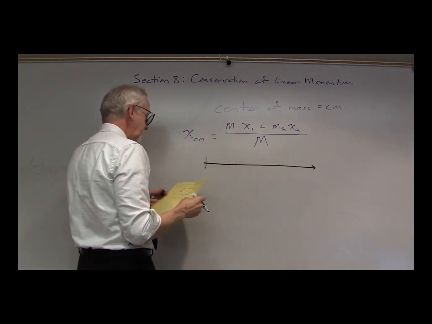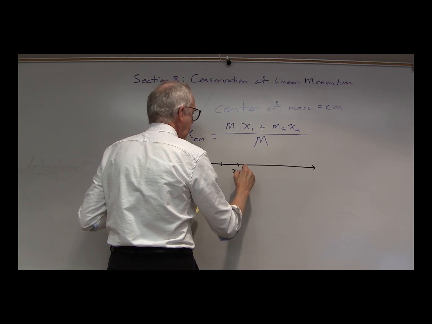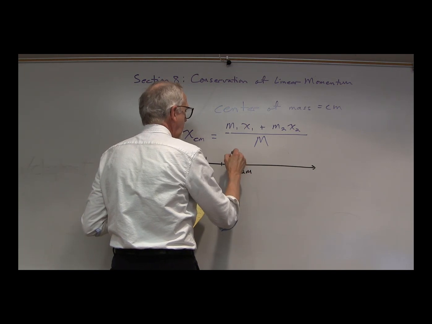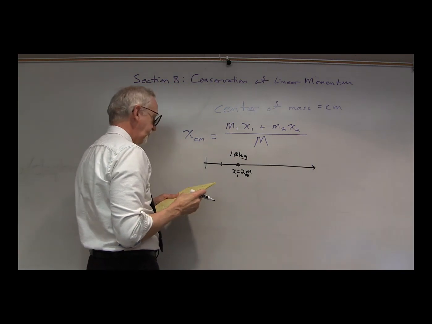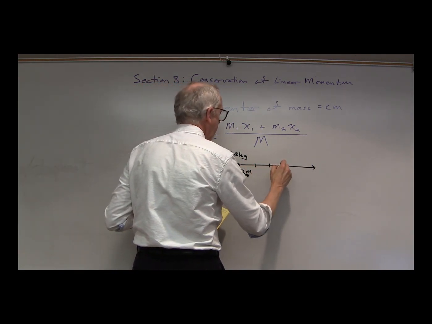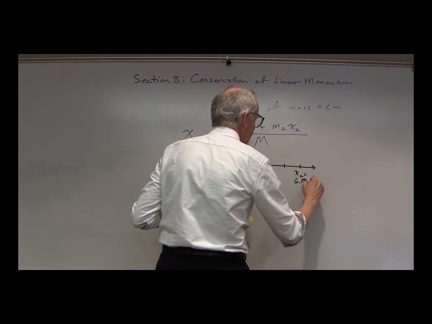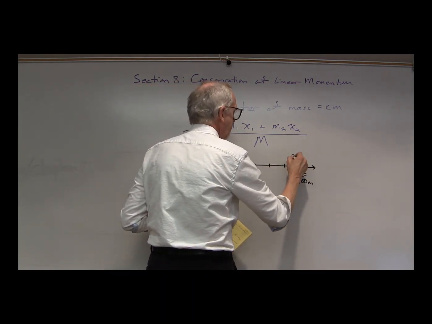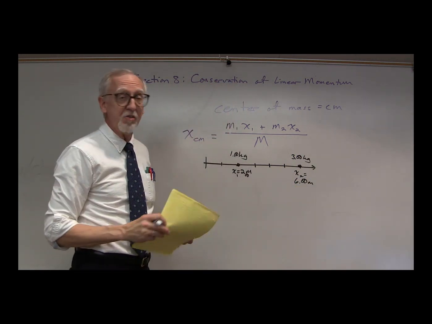Here's our x-axis. Let's imagine at a point of x equals 2 meters, so we'll call this x1, we have a mass of 1 kilogram. We can make this 3 sig figs if we want. And let's say at 6 meters, so that's 2, 3, 4, 5, 6, so at x2 equals 6 meters, we have a mass of, let's say, 3 kilograms. Let's figure out what this gives us for the center of mass.